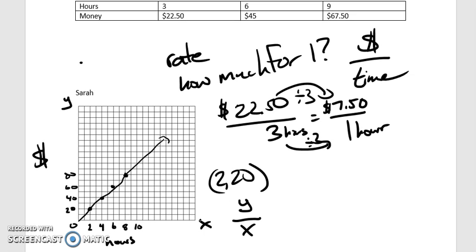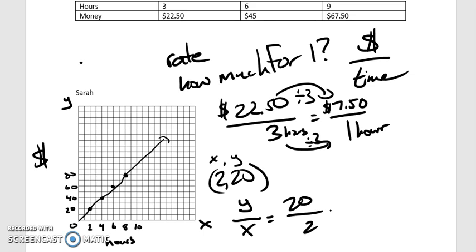Now, the other thing to keep in mind is, look who's on the y-axis. It's the money. And money does go on top. So that's where things are coming from. That's the y-coordinate. Remember, x-coordinate followed by your y-coordinate. So that's where my 20 comes from. What's my x-coordinate? Well, it's a 2. And again, it was the time. It was 2 hours.